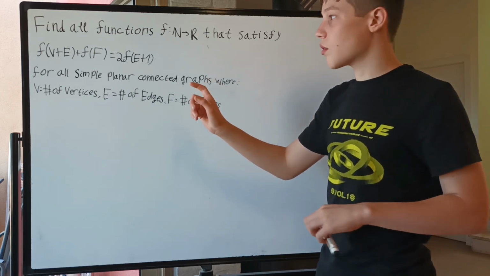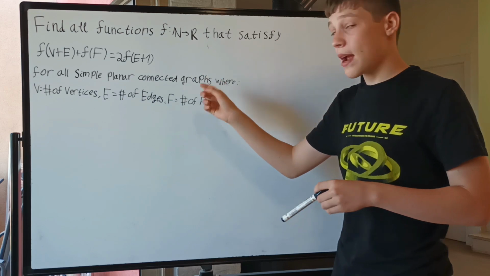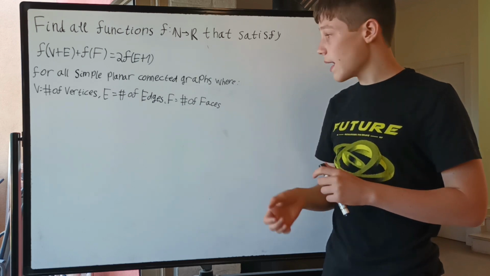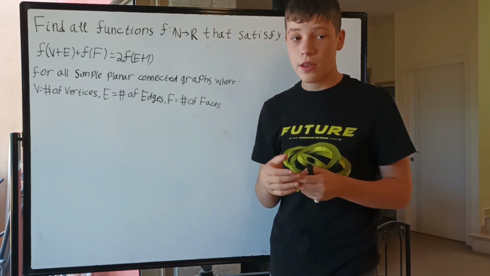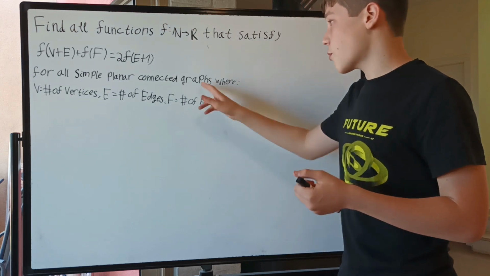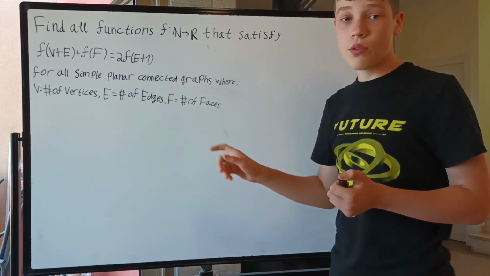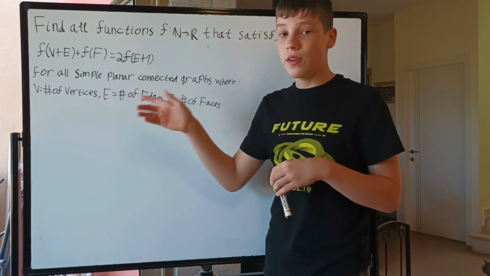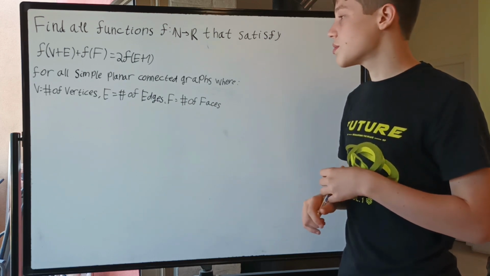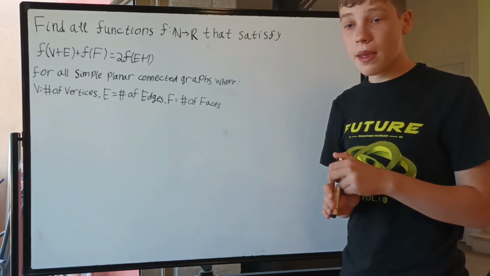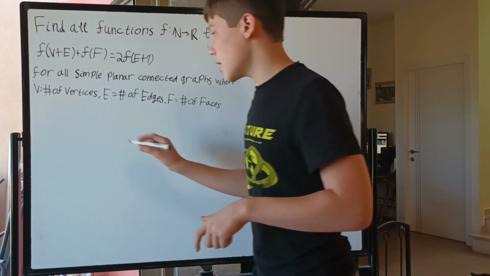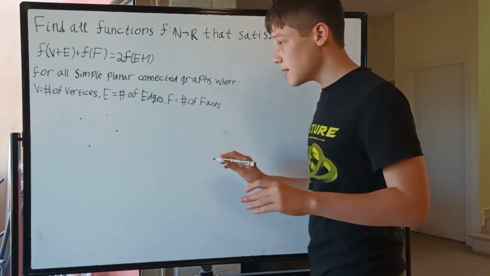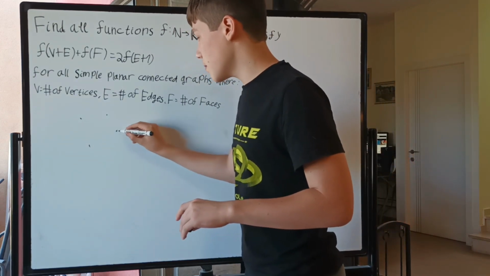So this functional equation is for all simple planar connected graphs, where v is the number of vertices in that graph, e is its number of edges, and f is its number of faces. So first of all, I need to explain what is a graph, what is a simple graph, a planar graph, a connected graph, and talk a little bit about the relations of v, e, and f in those sorts of graphs. So a graph in math is just points, it could be in a plane, could be in a 3D space, with edges between them.